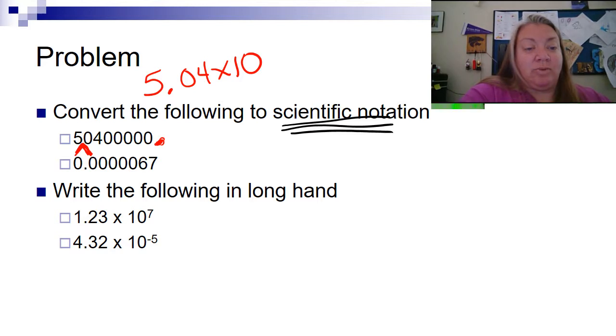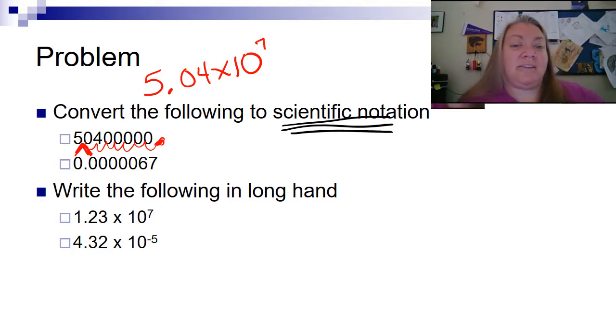And then we're going to move it to where that little top hat thingamajig is. So we have 1, 2, 3, 4, 5, 6, 7 times 10 to the 7th. And that is a positive 7 because, again, it's a big number. All right, the next one.